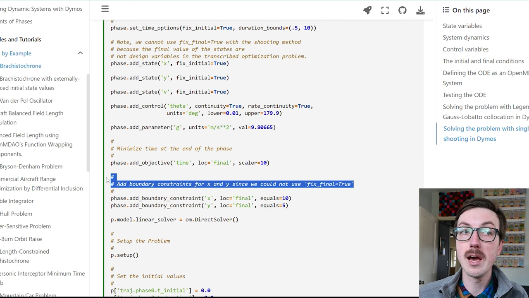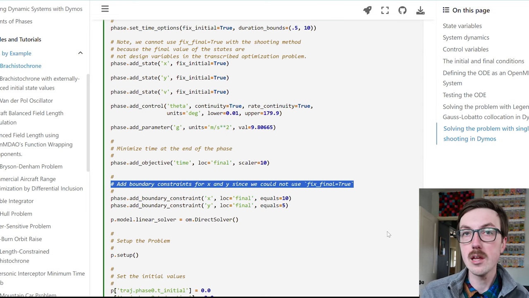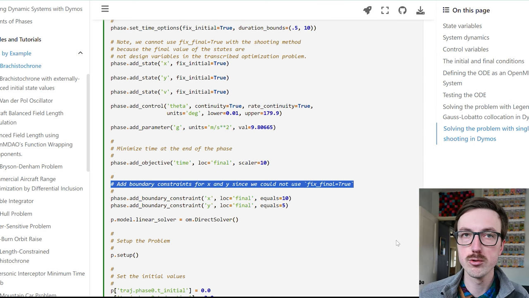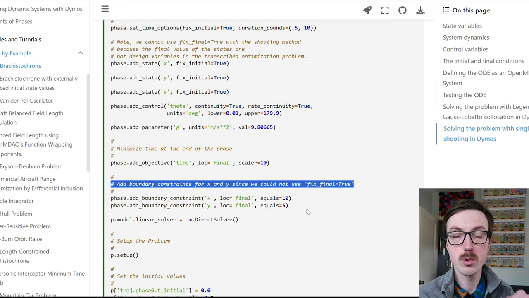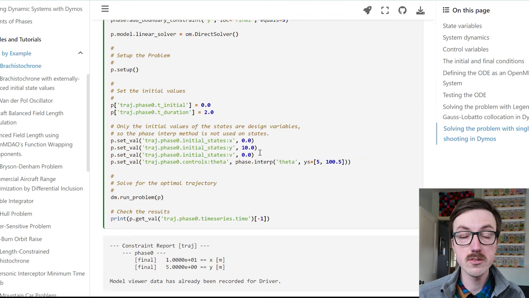Now we need to add these boundary constraints for x and y. Again, because we could not say fixed final is true, we have to say, hey, at the final point, make sure that x is 10 and y is 5. That's relatively straightforward. We're constraining this at the optimization level. And so what this means is that the optimizer will say, we took the trajectory, we shot it, and this isn't ending at 10, 5. We need to change the trajectory to meet these constraints. Again, we have some initial guesses, this time at just the initial points in time, not for the entire phase, because again, we're just shooting through this.